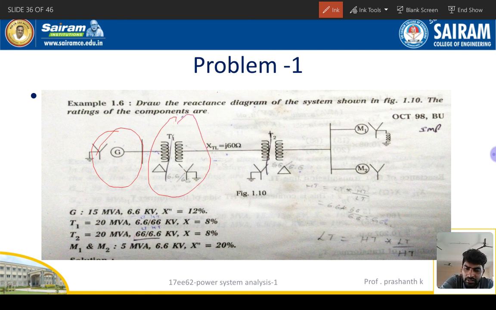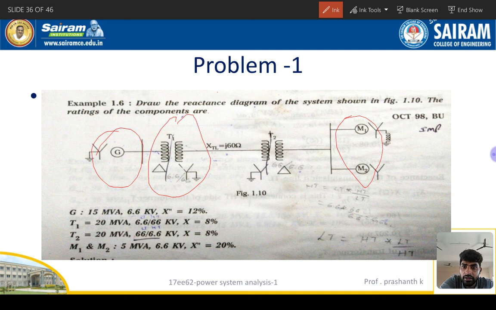Just assume this one is a power generating station, and a transformer will be there for transferring the power, then transmission lines, then a step down transformer, and then this one is a load. So this diagram includes all the stages of power system components: generation, transmission, distribution and utilization also will be there, right? Motor we have connected. So it's a good example for understanding the problem, very important also.